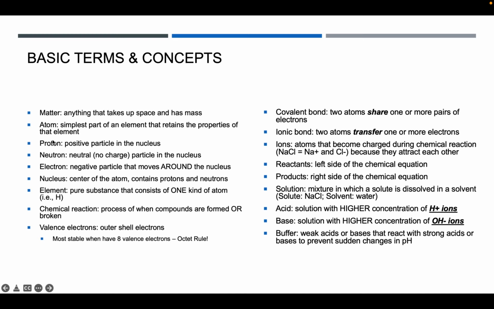We'll look first at the three key parts of the structure of an atom: the proton and neutron, which are centralized in the nucleus. The nucleus is in the center of the atom. Protons have a positive charge, neutrons have a neutral charge, and electrons have a negative charge. The electrons are moving around the nucleus, circling around, while the protons and the neutrons hang out in the nucleus.